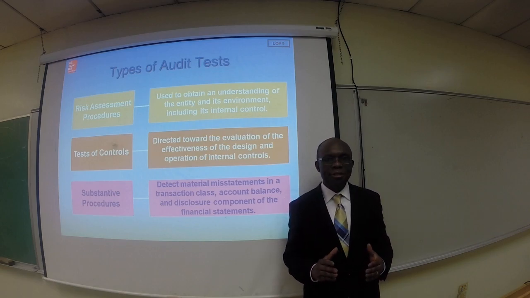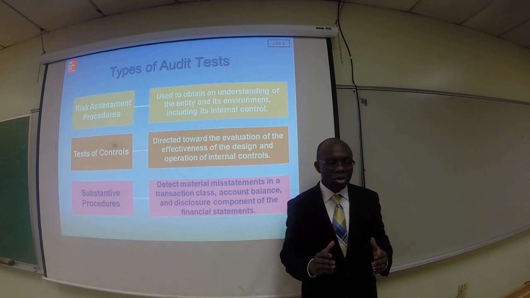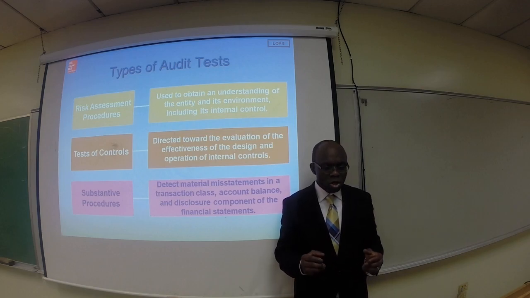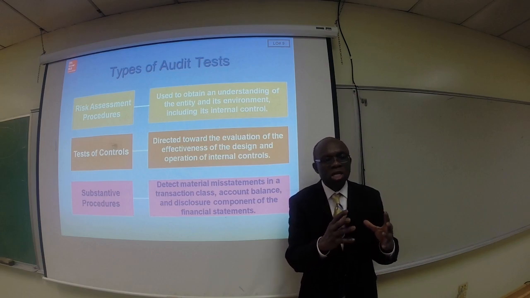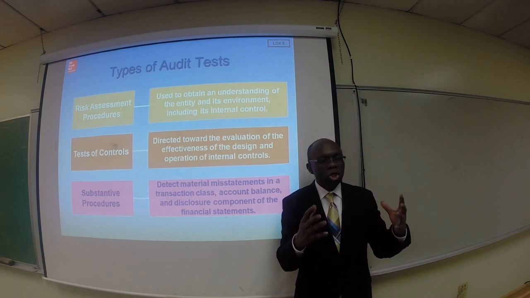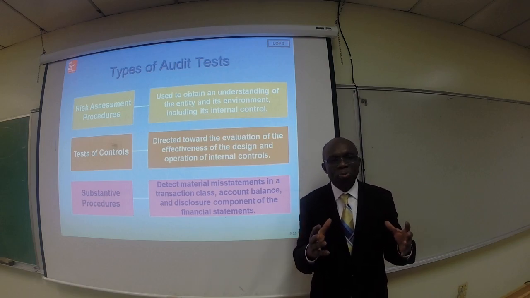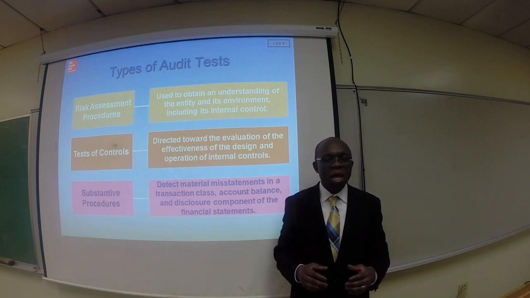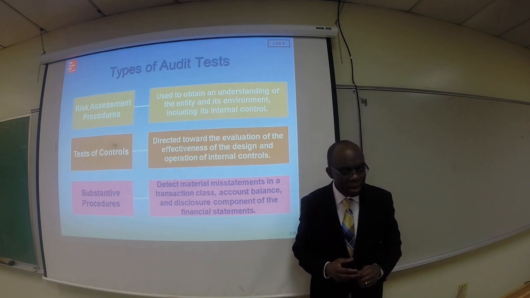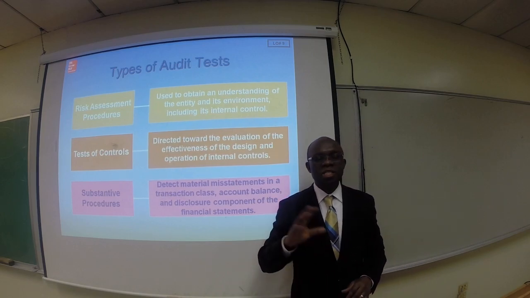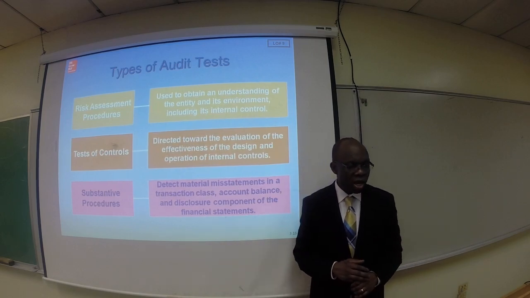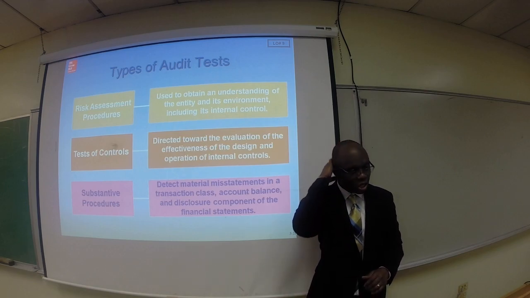The second category is tests of controls. So remember, we talked about internal controls. Those are policies and procedures that we put together to make sure that employees are doing what they are supposed to do, to make sure that the employees are complying with rules and regulations. We have a whole chapter dealing with internal control in subsequent chapters.